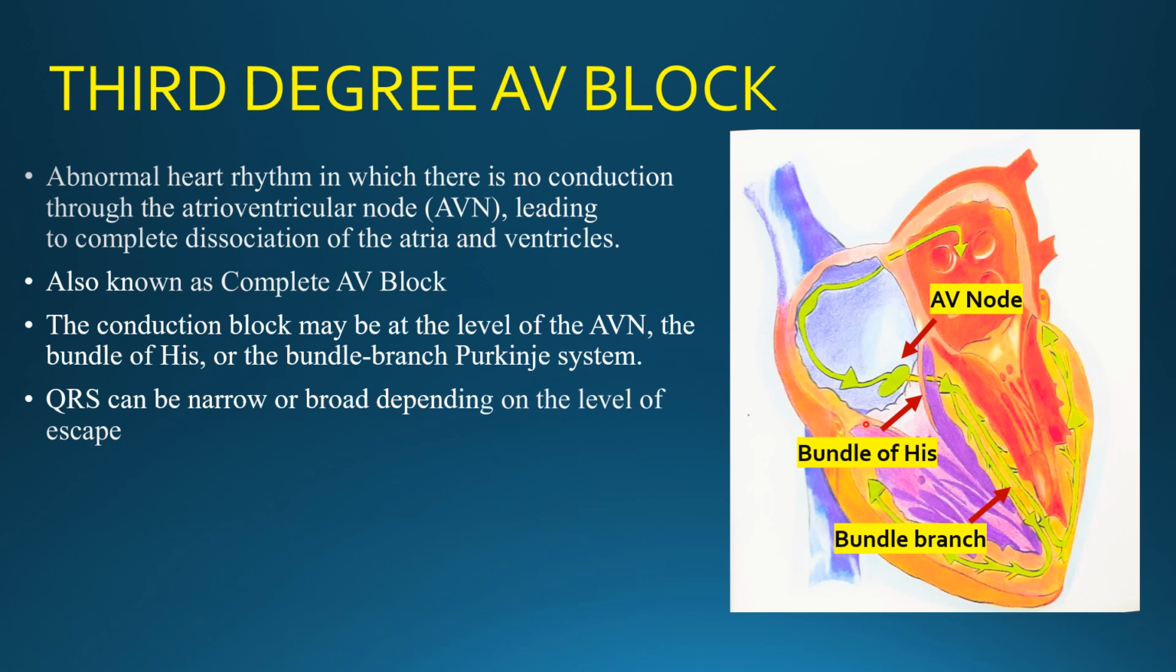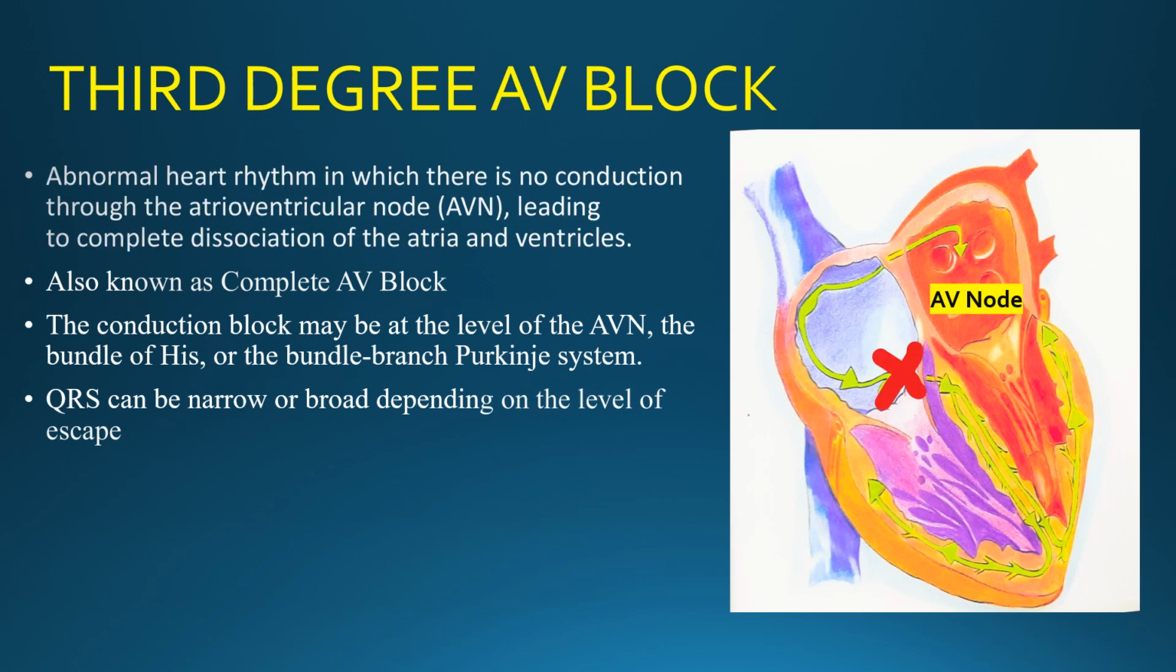So I have marked the normal anatomy over here. This is the area of the AV node. The bundle of His is in the septum over here, and the bundle branches, right and left, are being seen over here. So whenever the block occurs at the level of the AV node, which is being marked over here, then this will be a complete AV block at the AV nodal level.